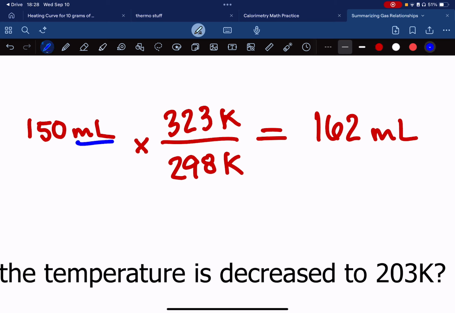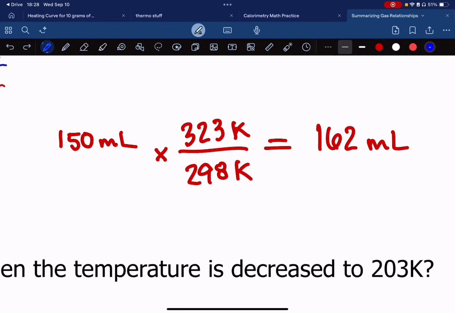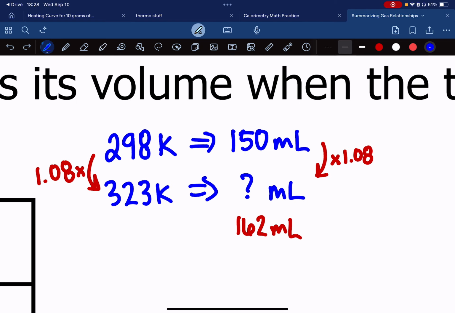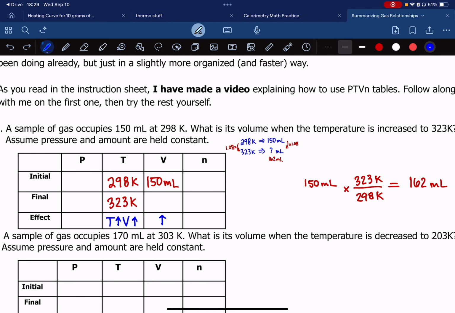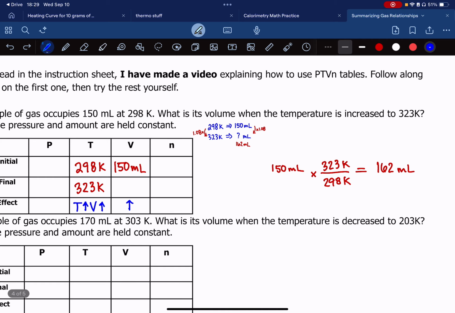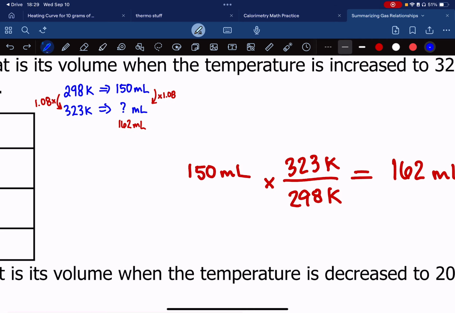Notice I'm still putting units on all of my answers. Okay, that rule hasn't changed, but we are able to graduate from this format now. We don't have to do that anymore. So the thing is, we have to be able to decide how to set up this ratio.